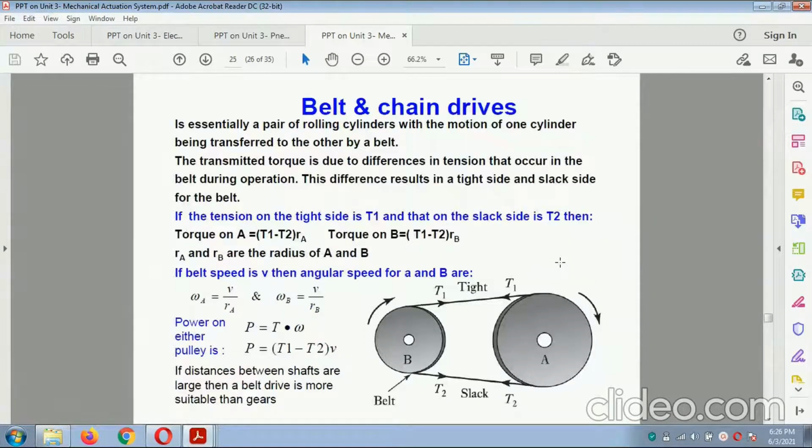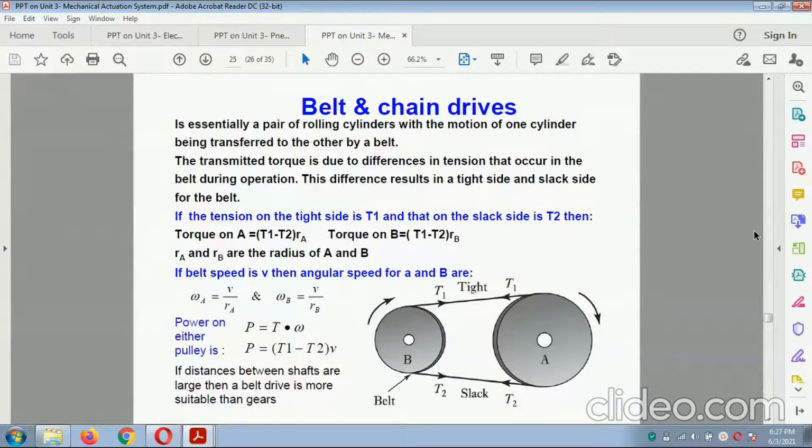Belt and chain drive. It is essentially a pair of rolling cylinders, with the motion of one cylinder being transferred to the other. The transmission of torque is due to the difference in tension that occurs in the belt during operation. This difference results in a tight side and a slack side of the belt. If the tension on the tight side is T1 and on the slack side is T2, then the torque on A is equal to T1 minus T2 times RA. The torque on B is T1 minus T2 times RB. Here RA and RB are the radii of A and B.